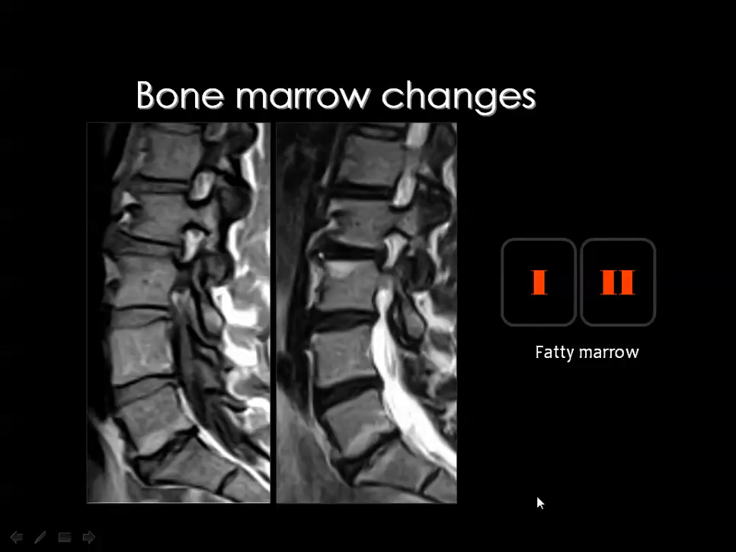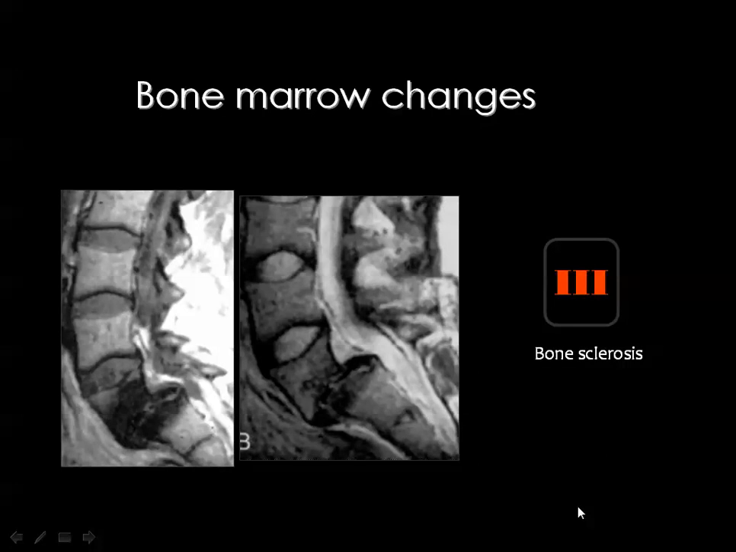And this is an example of both types. Here you see low signal in the T1 and high signal in the T2, denoting type 1 bone marrow edema. Then this is high signal in the T1 and high signal in the T2, and this is fatty degenerative changes at L5S1 level. Then the third type is bone sclerosis, which will appear black in the T1 and also black in the T2 because it is almost similar to the cortical bone.